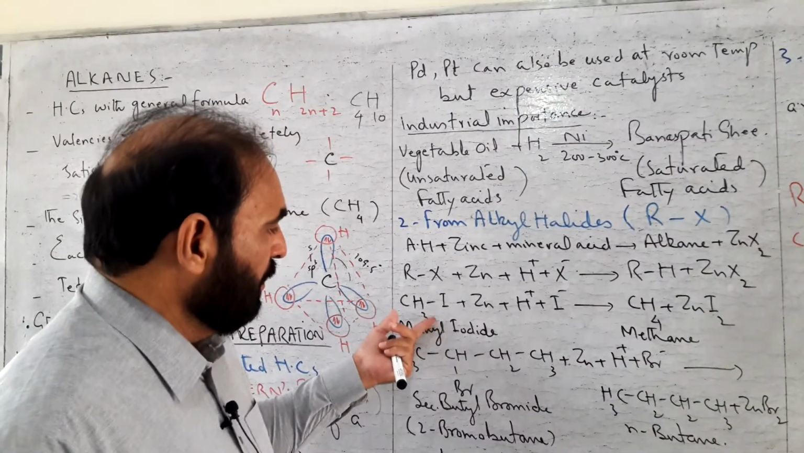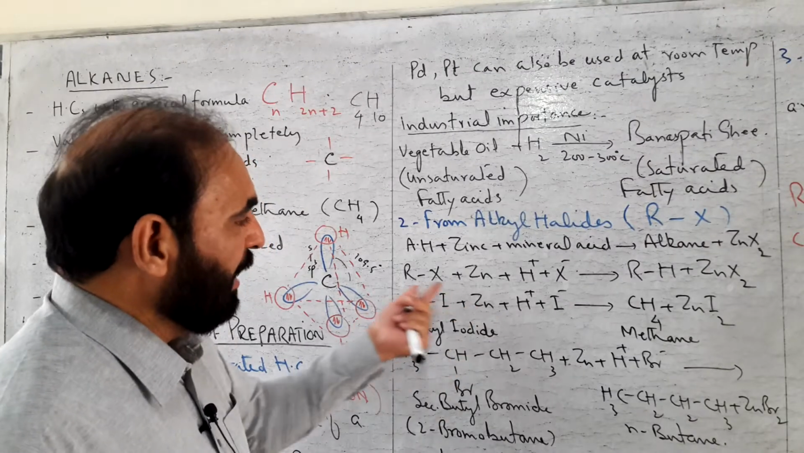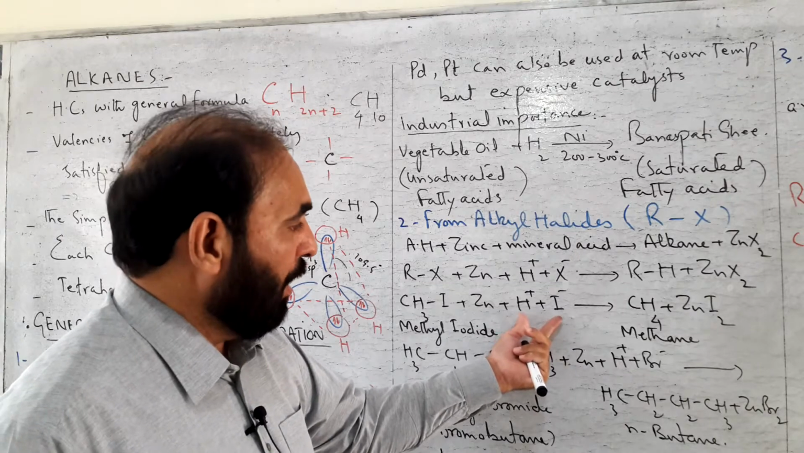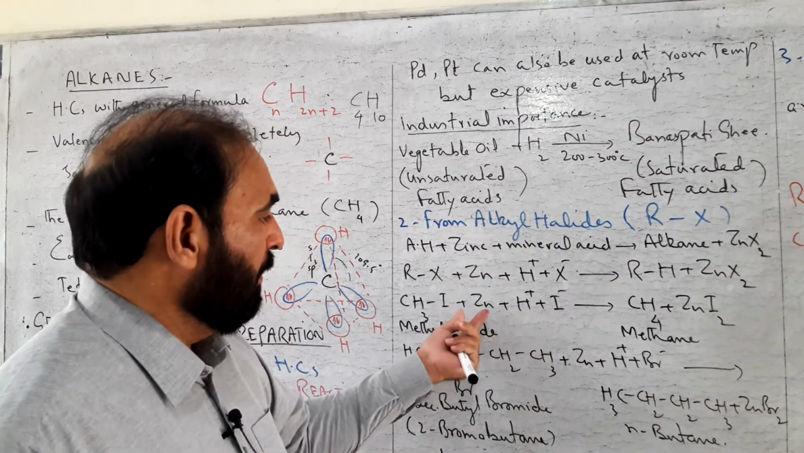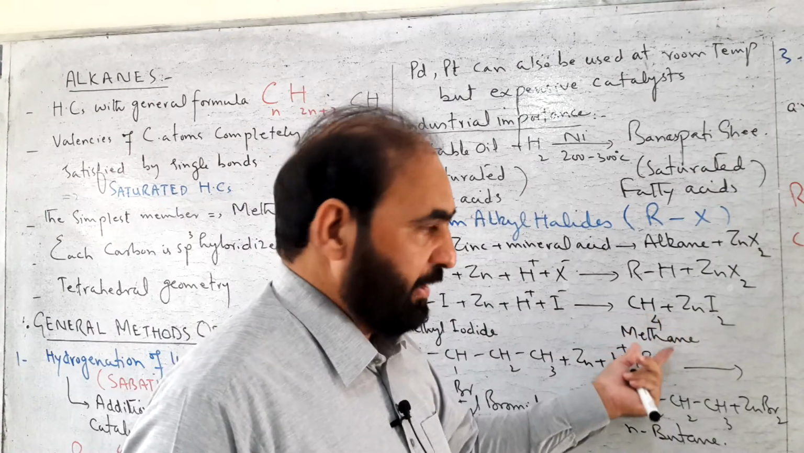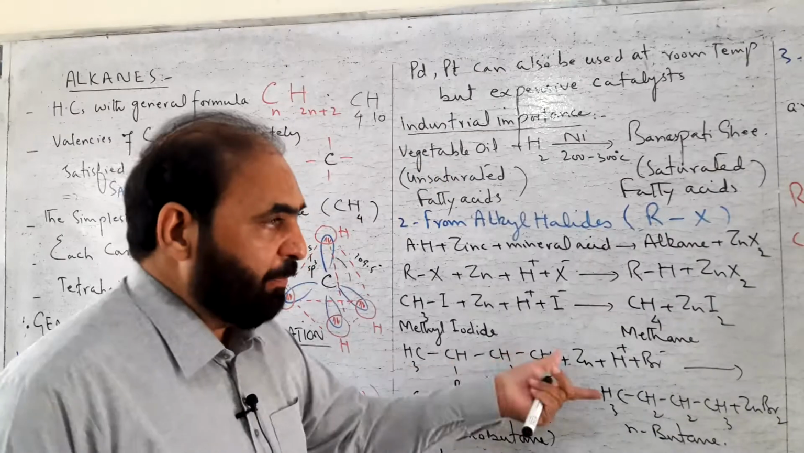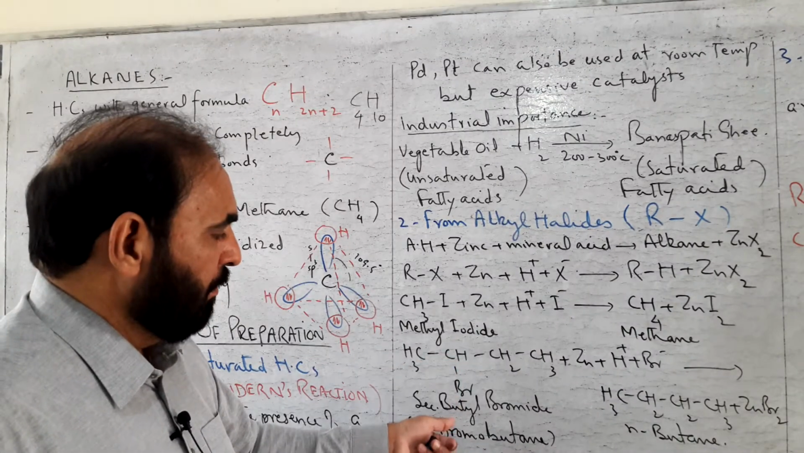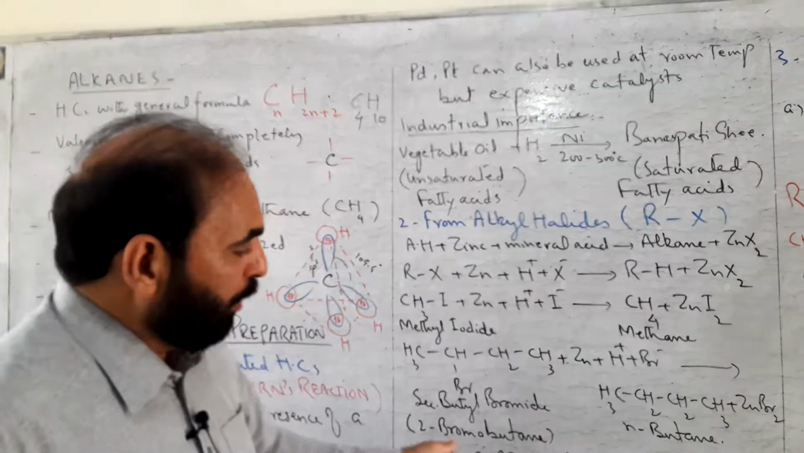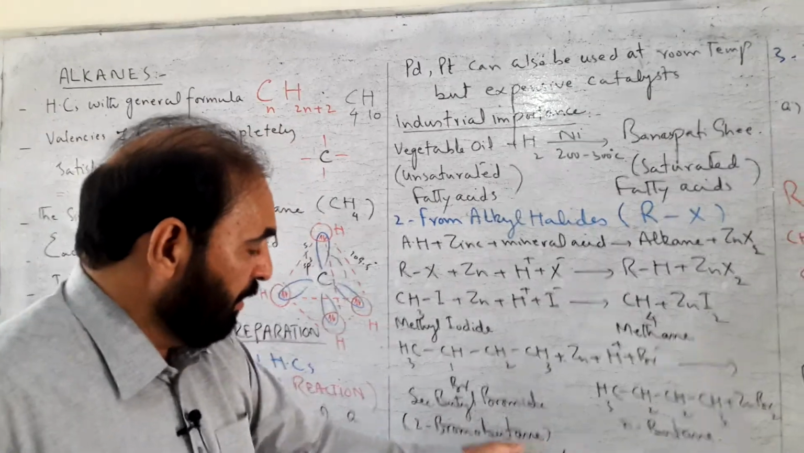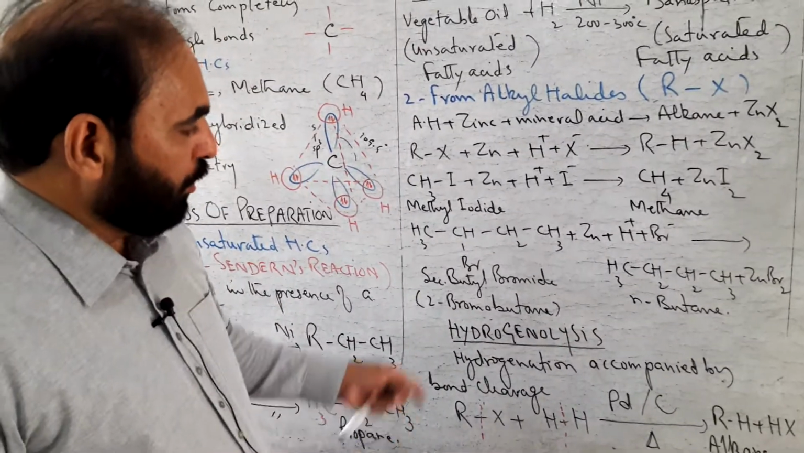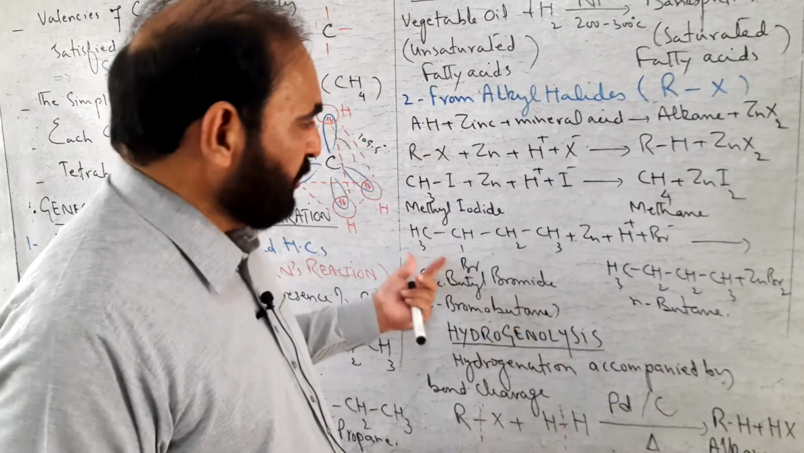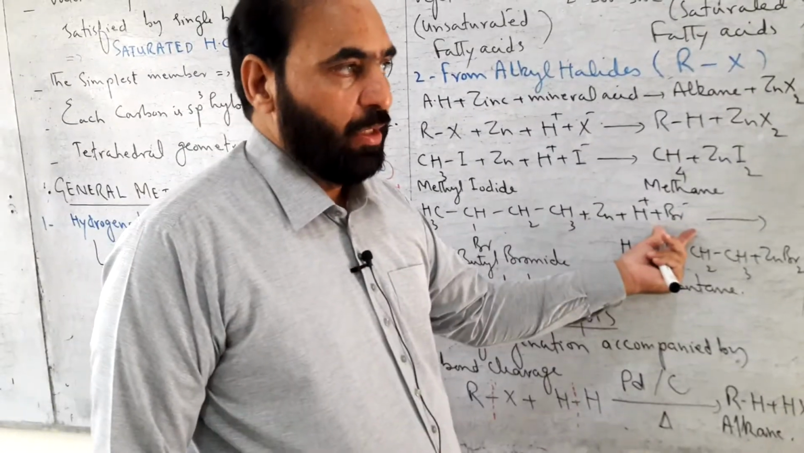For example, CH3I is methyl iodide. In the presence of hydrogen iodide, it gets changed to methane, CH4. In the second example, we have secondary butyl bromide, or we can also call it 2-bromobutane by the IUPAC system. So 2-bromobutane is changed to n-butane when it is treated with zinc in the presence of HBr solution.